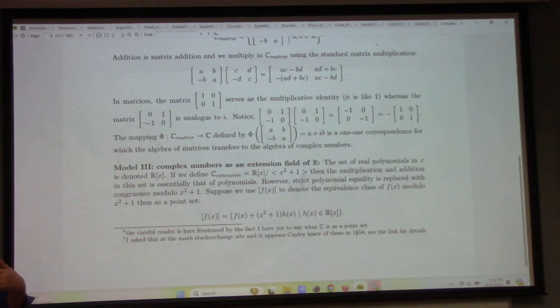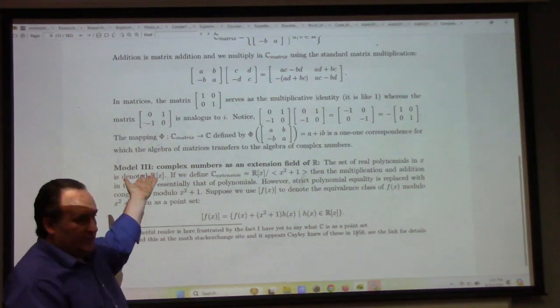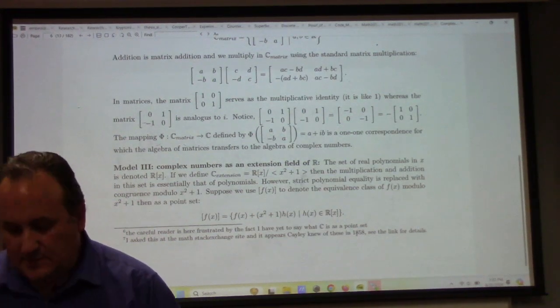We're going to think of the complex numbers as literally the point set of the plane with this special multiplication, and that's how we're going to go. But there are other ways you could build it. It's really a matter of taste.